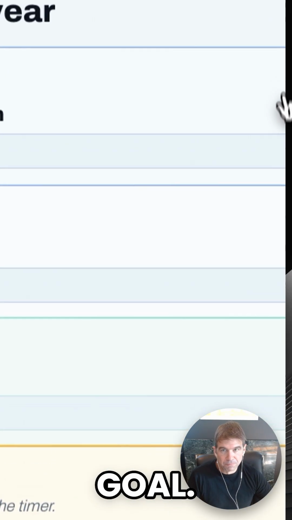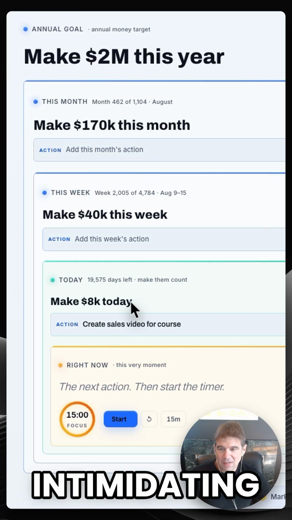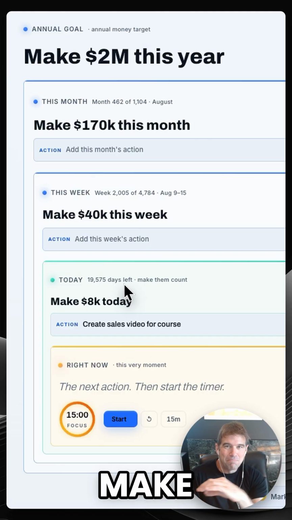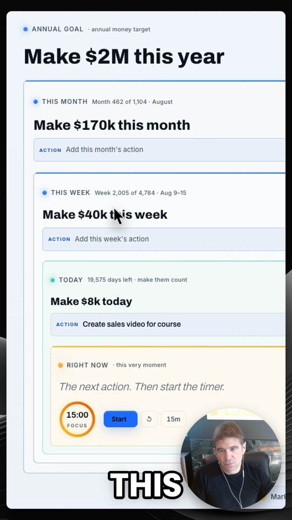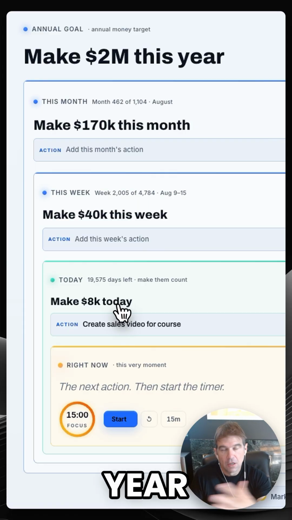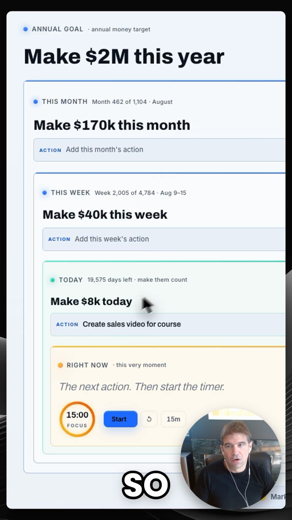So I'm going to save this annual goal. So here it is broken down. Now, it might be kind of intimidating to say, all right, I need to make $8,000 today. But the reality is that you don't need to actually make that income today. You don't need to make $40,000 this week. The point here is that the effort that you take today over the course of a year will result in that level of income. So let's just start at the top here.